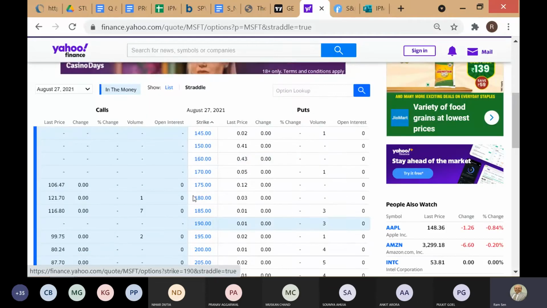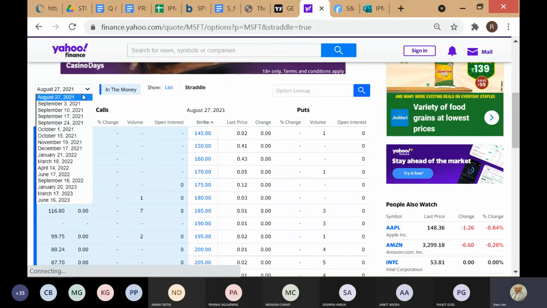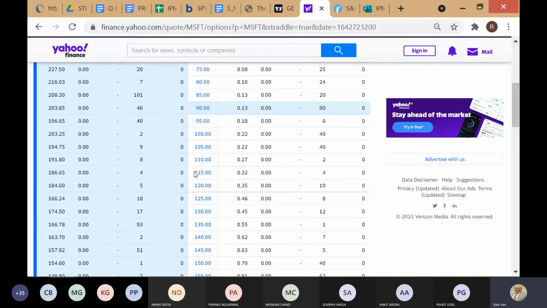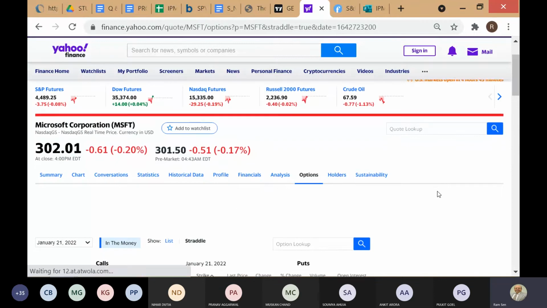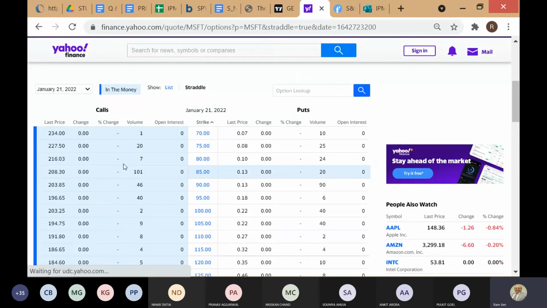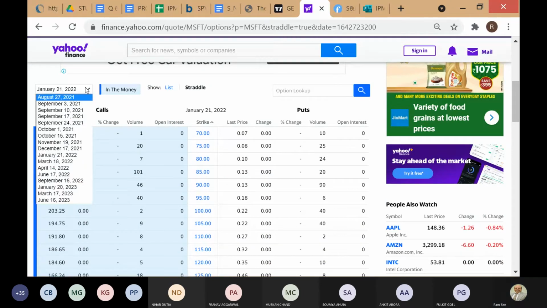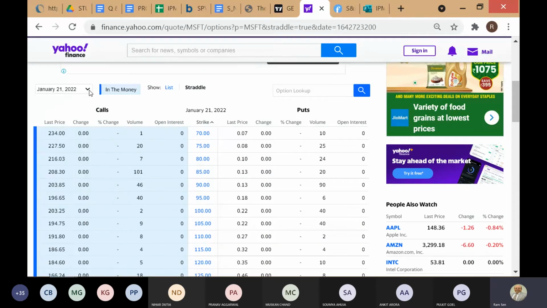So here you have various types of options. You would have done some study on options. Let's put it this way. Now that's much better, because the initial display was very short term. It was August 27th, only a few days left. You go for a little bit longer term option, you get a better list.